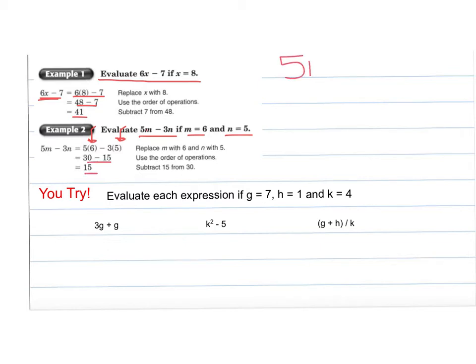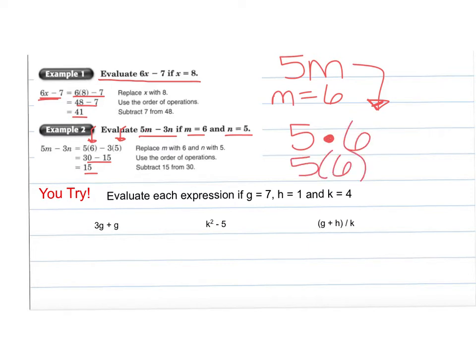So 5m, and it says m equals 6. I just want you to notice that 5m then would be rewritten when we substitute it as 5 times 6. Not 56, because 5m is the same as 5 times m. So I want you to be careful when you write that down and make sure that you're including the multiplication symbol in there when you substitute that in.